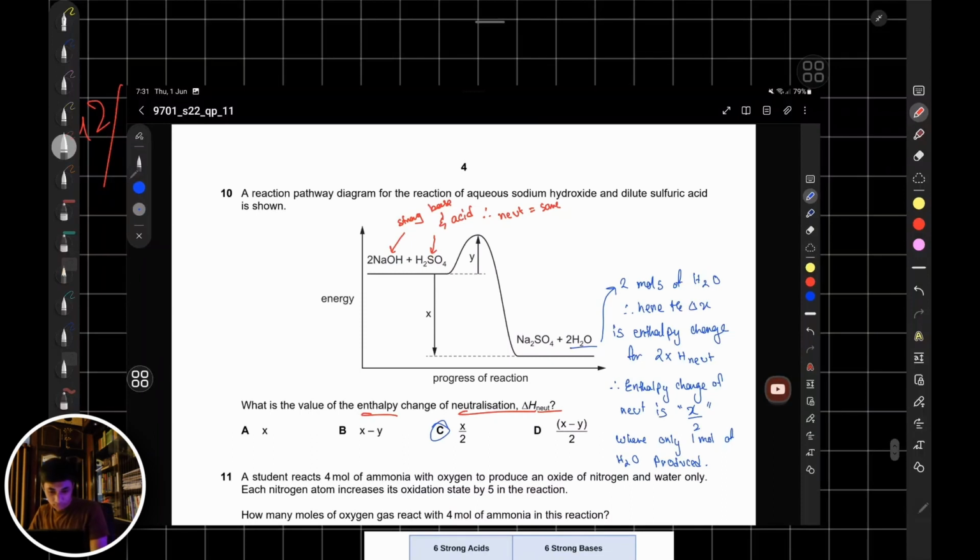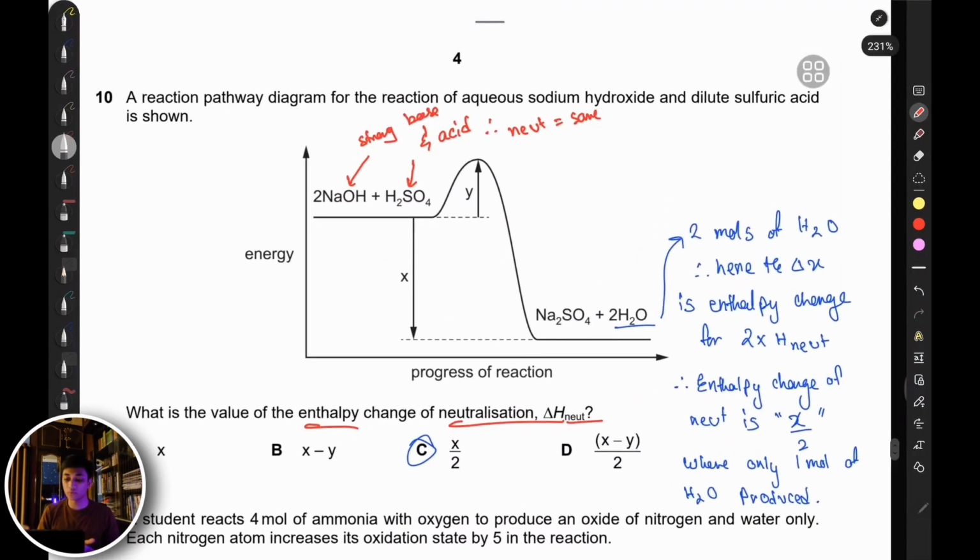42. A reaction pathway diagram for the reaction of aqueous sodium hydroxide and dilute sulfuric acid is shown. So NaOH and H2SO4 react, giving you sodium sulfate and 2 moles of water. What is the value of enthalpy change of neutralization? So they have asked you the enthalpy change of neutralization, not the net enthalpy change. If they had asked you what is the net enthalpy change, it would have been X.